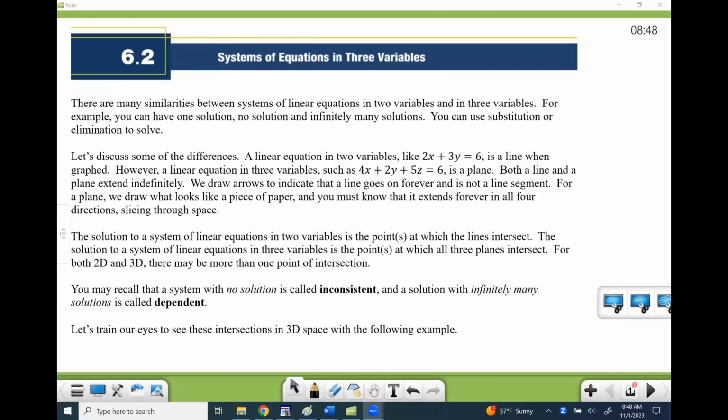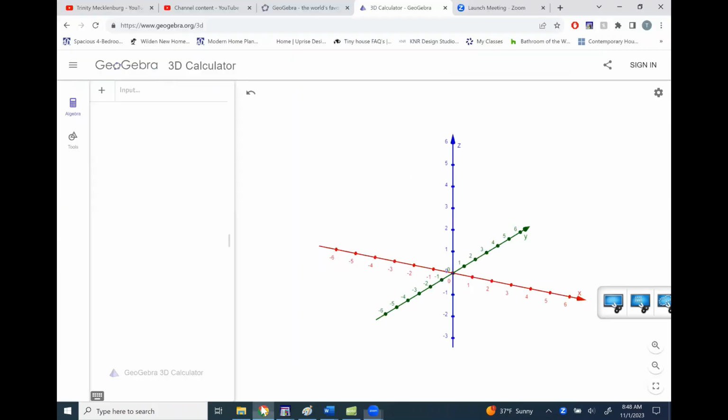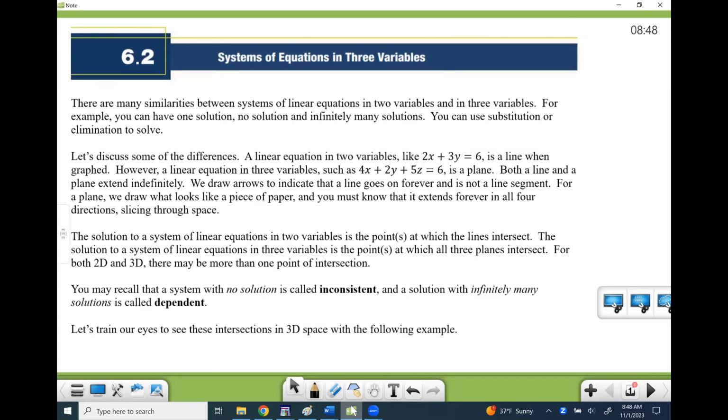So in 6.1, we talked about systems of equations in two variables. So we were in 2D space, but now we're going to talk about systems of linear equations in three variables. I will be using GeoGebra's 3D grapher for this. I'm sure there's stuff that's better out there, but this gets the job done. So this will help us get visuals for what we're doing, okay?